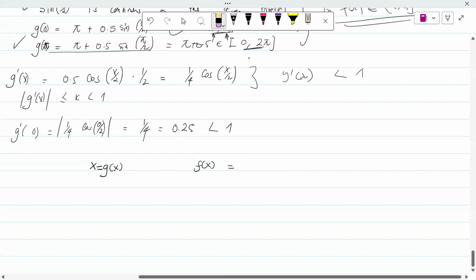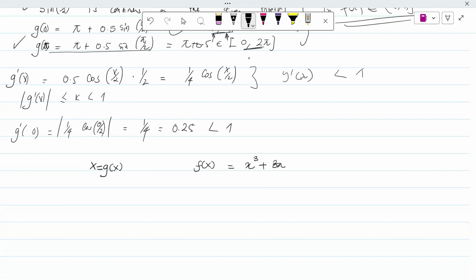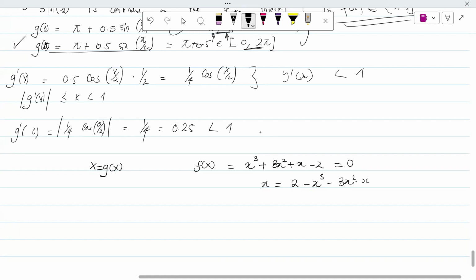Let's say I have the function x cubed plus 3x squared plus x minus 2, and let's say this function is equal to 0. So we have to solve for x, isn't it? There are different ways. The first way is by just solving for this x. Moving the rest of the terms to the other side of the equation, you're going to have 2 minus x cubed minus 3x squared minus x. So now this becomes x is equal to, this is now our g of x. So you've written it in the form x is equal to g of x.